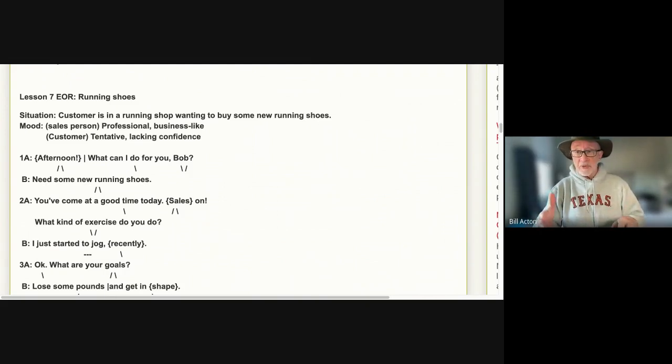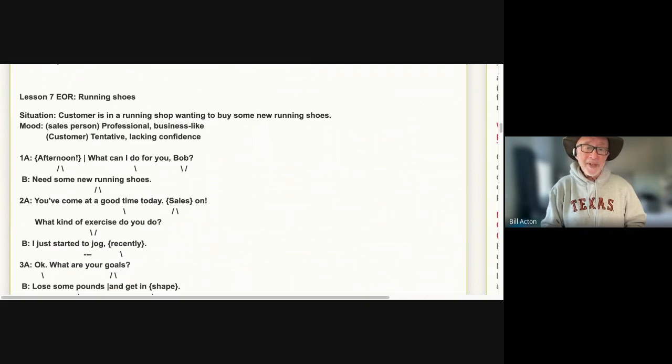We do the MT4s first. So we've got a rise, fall, fall, fall, rise. I would even say those out loud yourself. Okay, so: afternoon. What can I do for you, Bob? Do that. Then do it again a little bit faster. Afternoon. What can I do for you, Bob? Looks like the salesperson knows Bob.